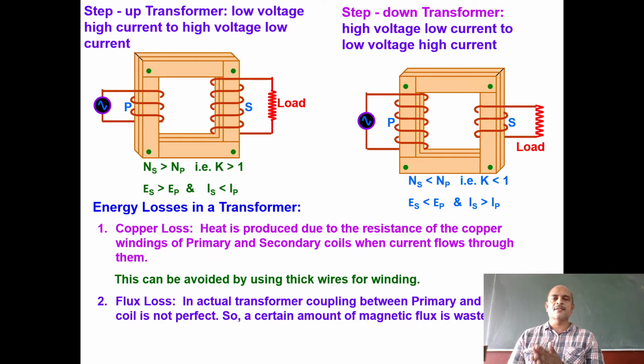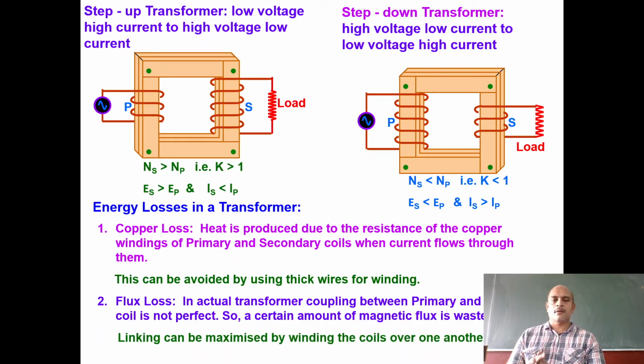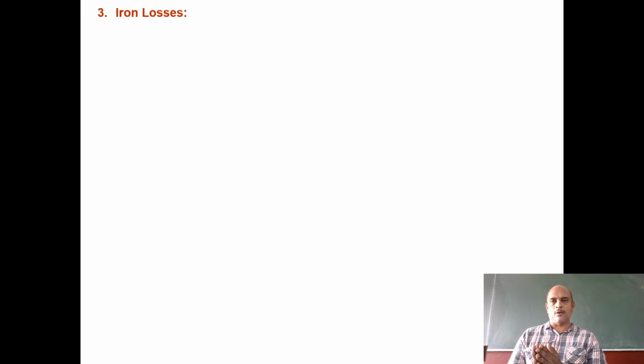Now, second is flux loss. We assume that the flux created by the primary coil is used by the secondary coil completely, but there is a small or certain amount of flux which can leak, which cannot be gathered by the secondary coil. So this is called flux loss. This flux gets wasted, this energy gets wasted in this setup. Linking can be maximized by winding the coils over one another. It means we can decrease the distance between the primary and secondary coil, so the flux loss will be minimized.